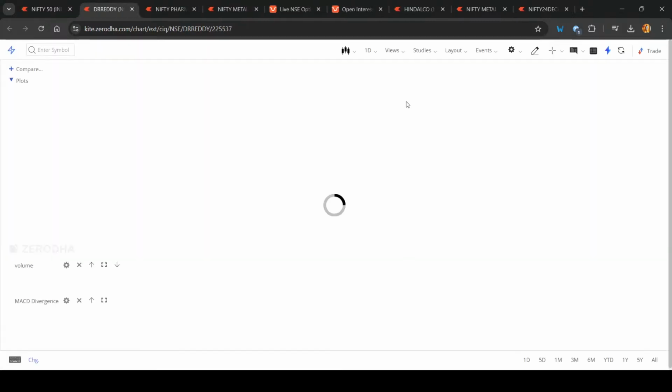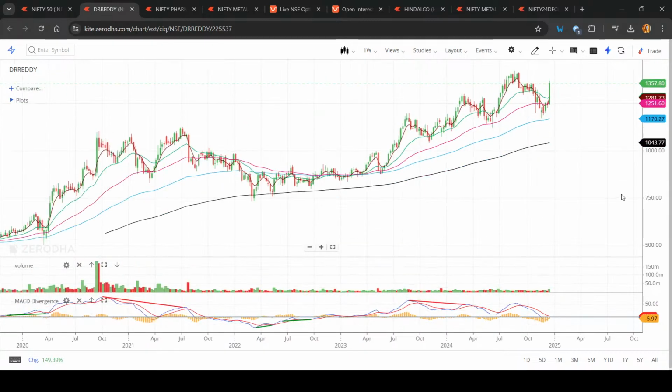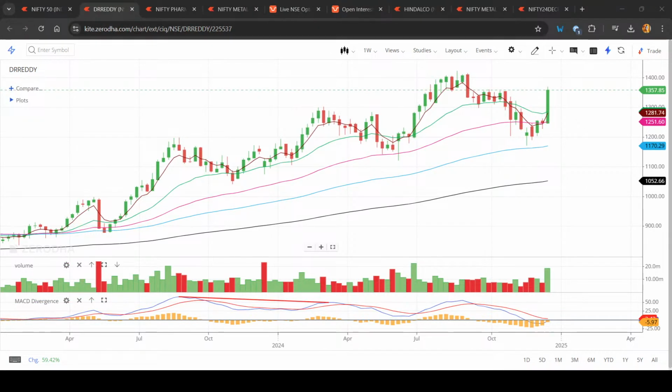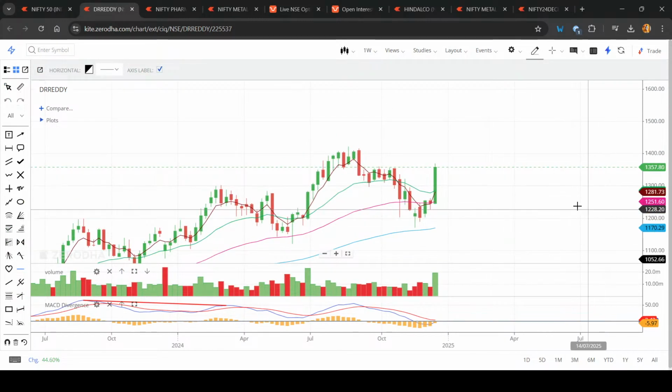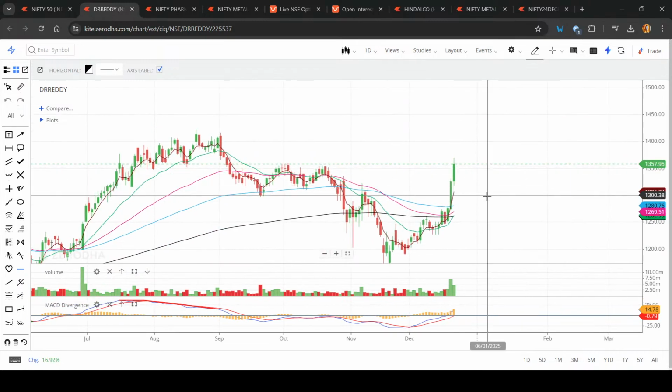Dr. Reddy is 2% up. That is the major reason for pharma to go bullish. Dr. Reddy is quite bullish, and if you look at its weekly analysis, it's a huge breakout. So we'll essentially form some levels. The weekly breakout in Dr. Reddy is very good, and from an analysis perspective, we have to go to a smaller time frame, the daily time frame.